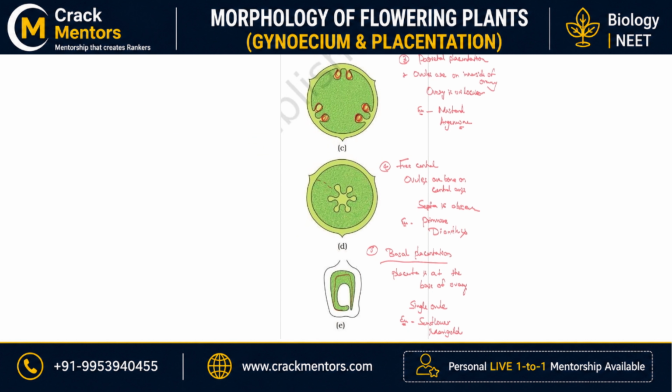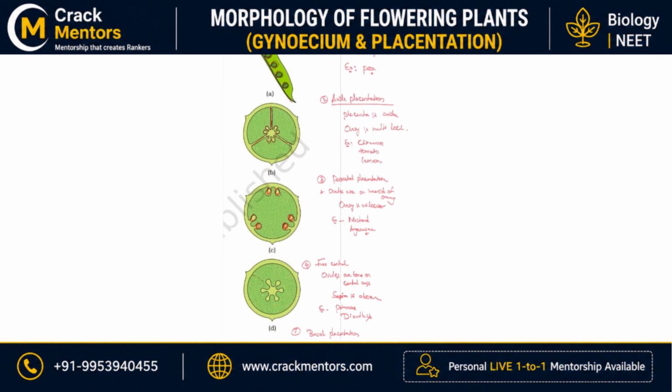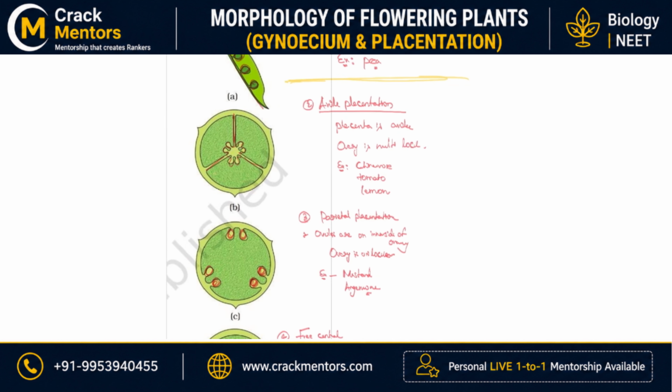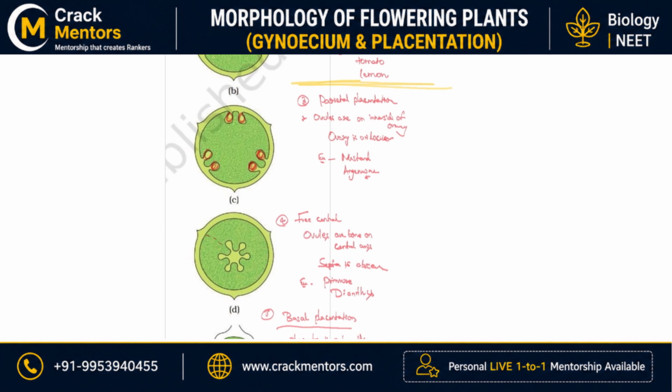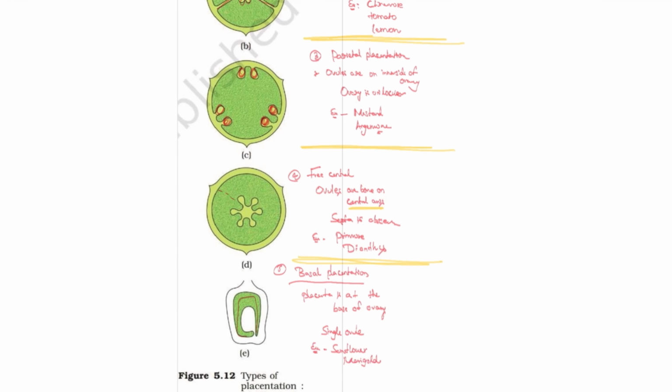With this we have completed our discussion on placentation. We have seen the five types of placentation. Marginal placentation, where the placenta is along the ventral ridge. Axile placentation, where the placenta is axile and the ovary is multilocular. In the parietal placentation, the ovary is unilocular and the ovules are along the inner side of the ovary. Then we have free central placentation, where ovules are borne on the central axis and septa are absent. In the basal placentation, we have only a single ovule, where the placenta is at the base of the ovary. So now let us discuss fruit.